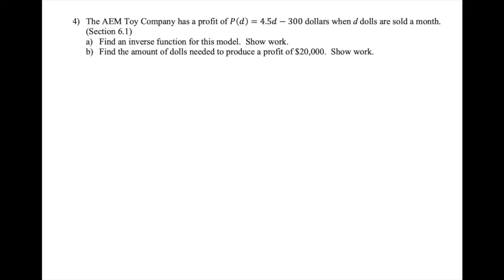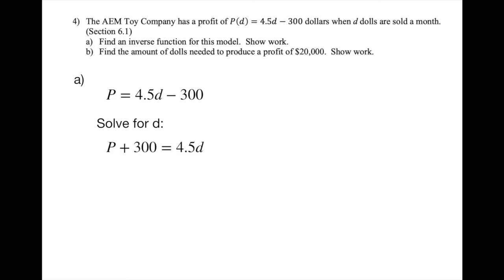Question number 4: find the inverse function for the model, very similar to the previous one. First, we will just use one letter to represent each variable. So we'll use P instead of P of D. P equals 4.5 times D minus 300. We will solve for D. We add 300 on both sides, then divide by 4.5. So your D becomes P plus 300 over 4.5.